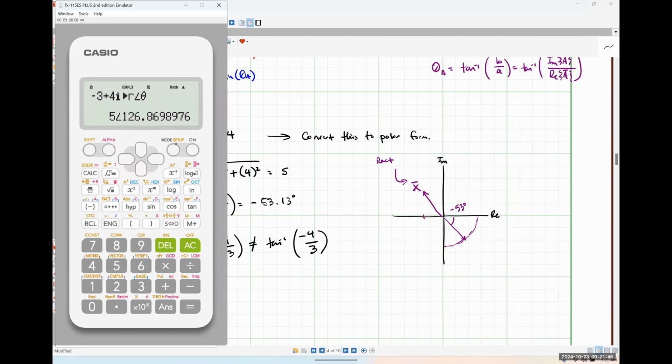For those of you with the Casio 115s, if you want to set your default angle, press Shift, mode to bring up setup. Scroll down to the second screen. Option 3 is complex, and you can choose your default display to be either in rectangular form by option 1 or polar form with option 2.